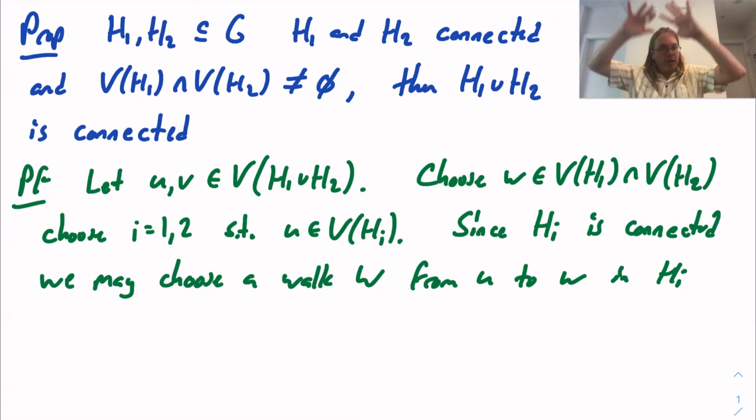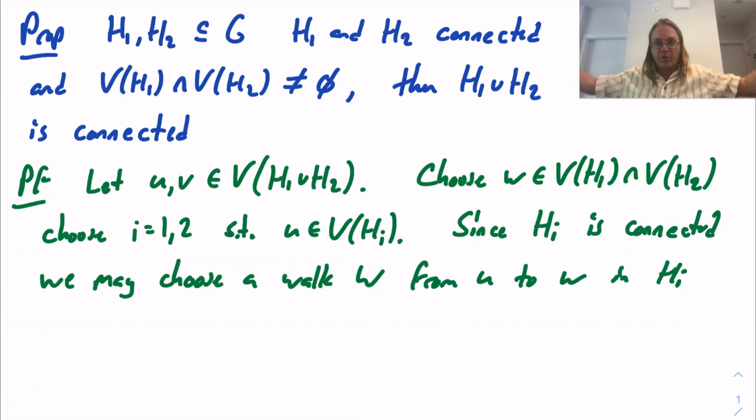We're in a land where there are a lot of graphs at play. There's a big outer graph G, and everything's happening within G. I've got a subgraph H1, I've got a subgraph H2, and I know they intersect. I'm trying to prove that this third subgraph, H1 union H2, is also connected. But in order to prove that a particular subgraph is connected, I need to show that for any two vertices in that subgraph, there's a walk in that subgraph from one to the other. So it's very important that we keep clear where our walk is.